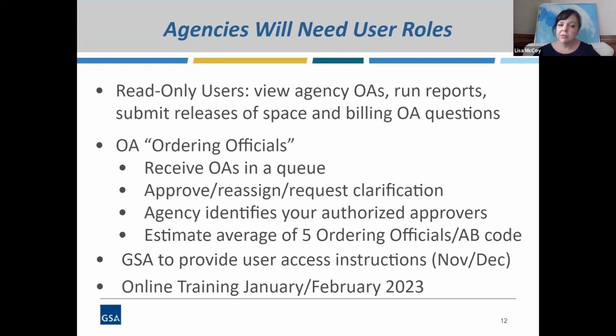We will be providing user access instructions in November and December. So again, you don't need to do anything now. Just know that those instructions are coming. We will have them posted on our site, and we'll be spreading the user information widely as we get closer. Just know that there'll be two steps that we need to follow. And we will have online training available in January and February of 2023. This will be for your general read-only users, but also some very specific training for those ordering officials and those that need to move the OA through their internal process.